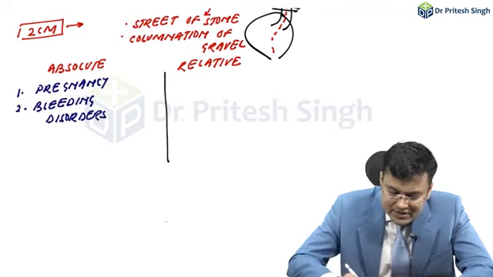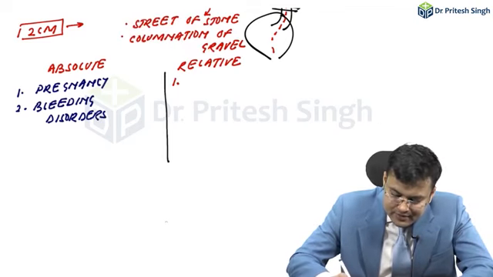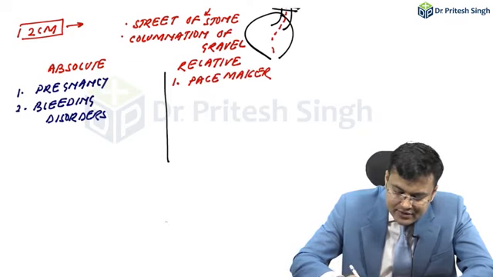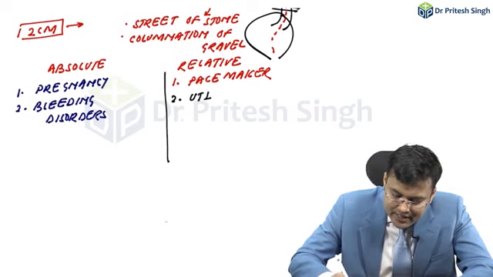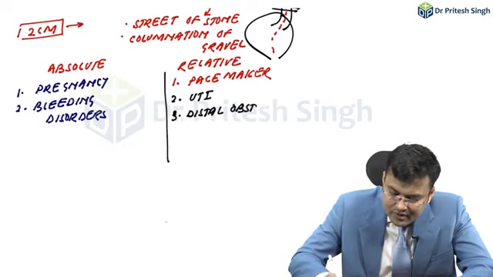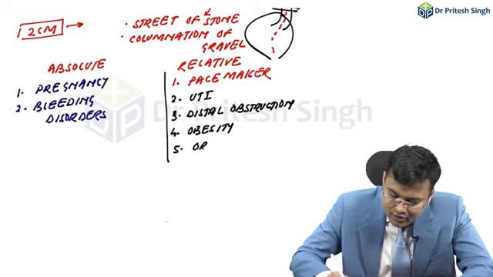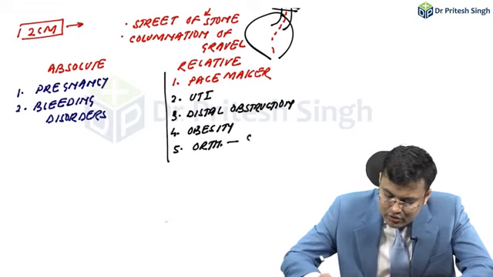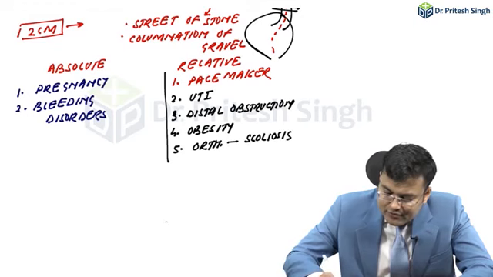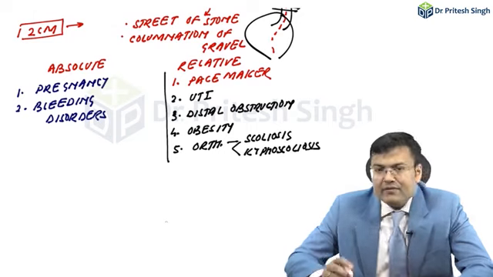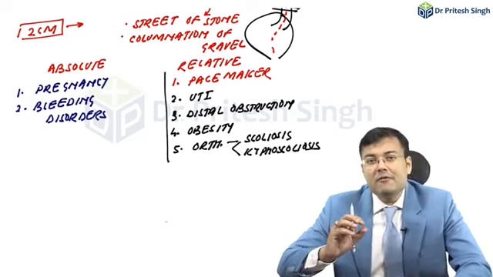What are the relative contraindications? First, pacemaker. If the patient has a pacemaker, because it increases the risk of extrasystole. UTI, distal obstruction, obesity, orthopedic abnormalities like scoliosis, kyphoscoliosis. What is the problem in scoliosis and kyphoscoliosis? It is difficult to focus the waves on the stone.